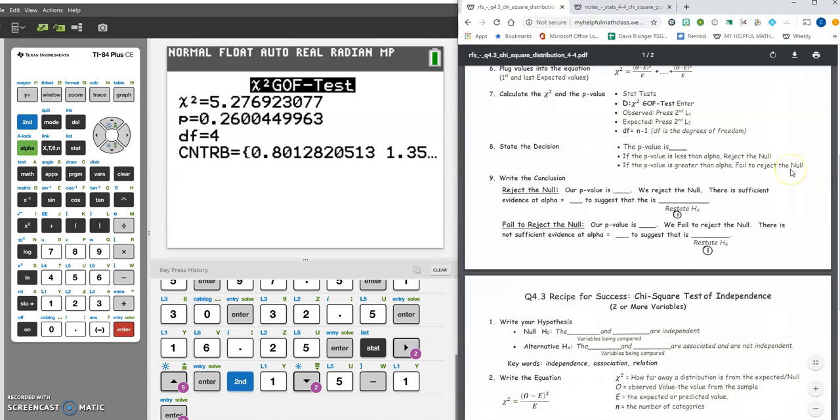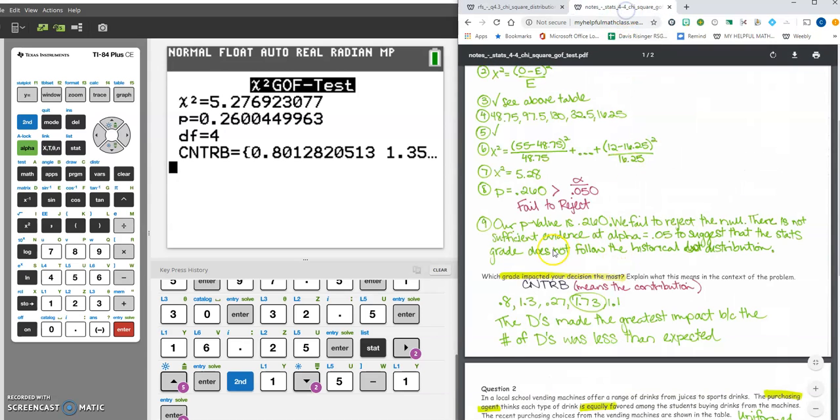And so our last step will be to go down to our fail to reject conclusion, and we will be inserting that in. Our p-value is 0.260, and we've done enough conclusions of knowing how to fill in the blank, and it continues to follow to suggest that the stats grade does not follow the historical distribution.